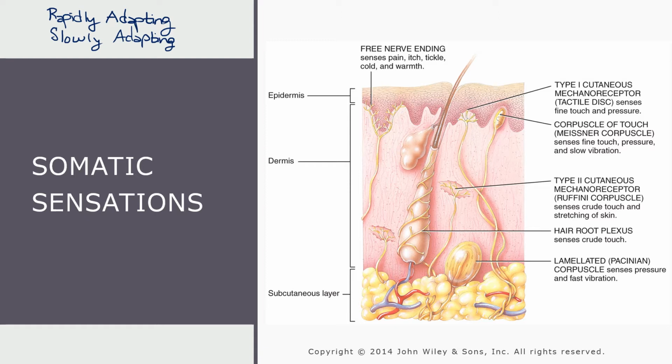So there are 2 kinds of rapidly adapting touch receptors. These are Meissner's corpuscles. Meissner corpuscles are also called corpuscles of touch, and these are touch receptors that are located in the dermal papillae of hairless skin. So you can actually see them right here. They're labeled here, and you can see them right here in the diagram.